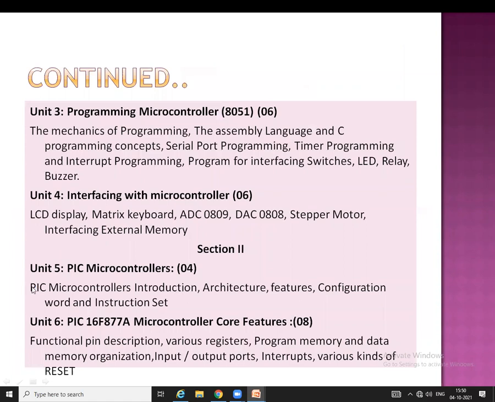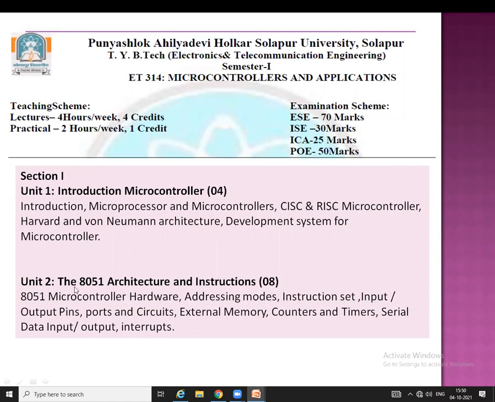Unit 2 deals with the 8051. This microcontroller we are going to study in the first section, 8051 architecture and instructions. For that, the hardware, the addressing modes, the instruction set, input output pins, that is the pinout diagram, and the various features and configurations we are going to learn in this second unit, that is 8051.